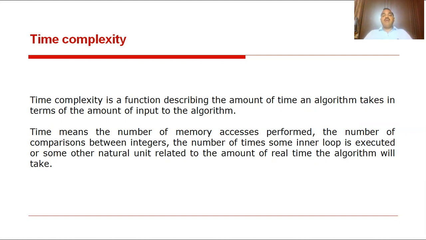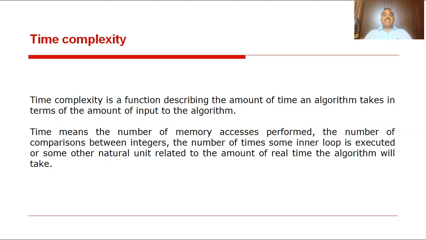If I want to display 100 natural numbers from 1 to 100, how many times is the loop repeated? 100 times. At the 101st time, the condition becomes false and the control exits. That is loop repetition. So how much time is required to execute a program is known as time complexity.